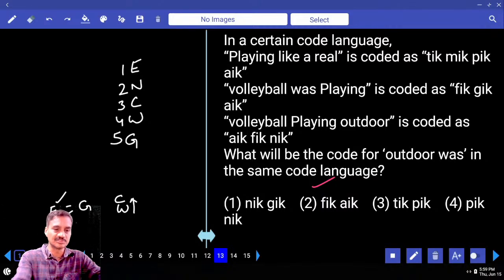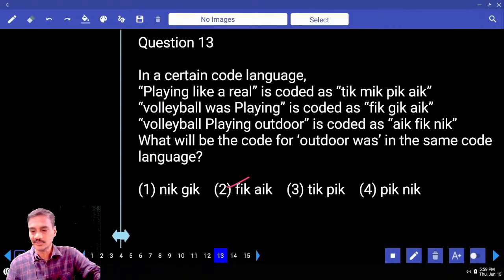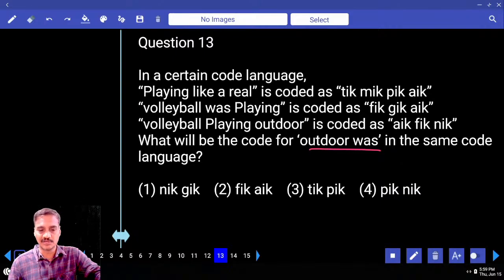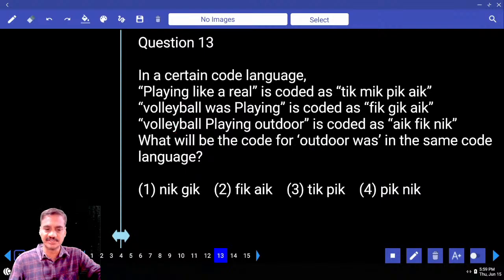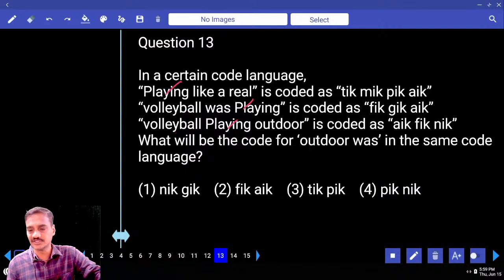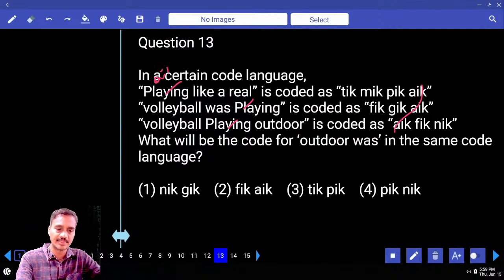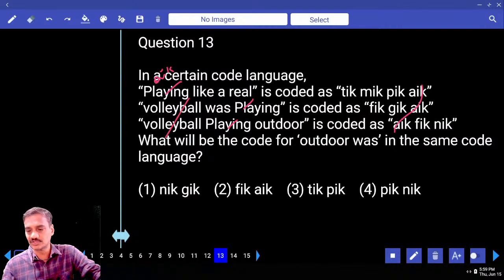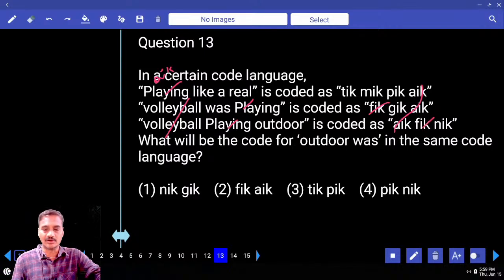Now in this 13, it is based on coding and decoding. What will be the code for outdoor was? Outdoor was, and volleyball playing outdoor, volleyball playing, isn't it? Now volleyball and playing are the words common in all 3. As playing is common here, what is the word that is common here? AIK. And the code for playing is AIK. If you compare the second and the third, volleyball was common, and what is the code? FIK. Then was and outdoor came will GIK, NIK in any order, that is choice 1, question number 13.